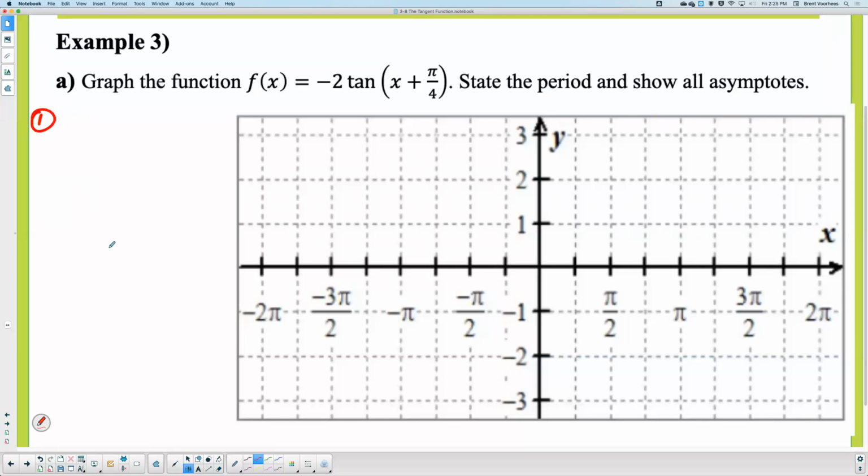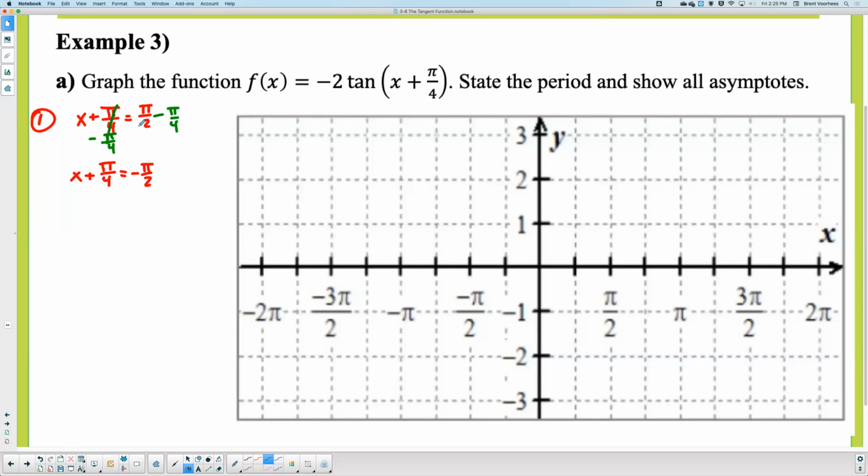So step 1, I'm just going to write 1, circle it. You take the argument. What's my argument this time? X plus pi over 4, and you set that equal to positive pi over 2. And we're also going to take this and set it equal to negative pi over 2. So what do I do from here? Well, how would I solve for x? We would subtract pi over 4.